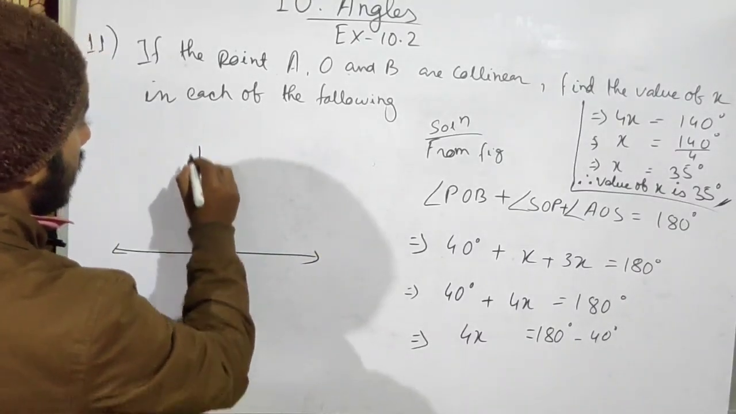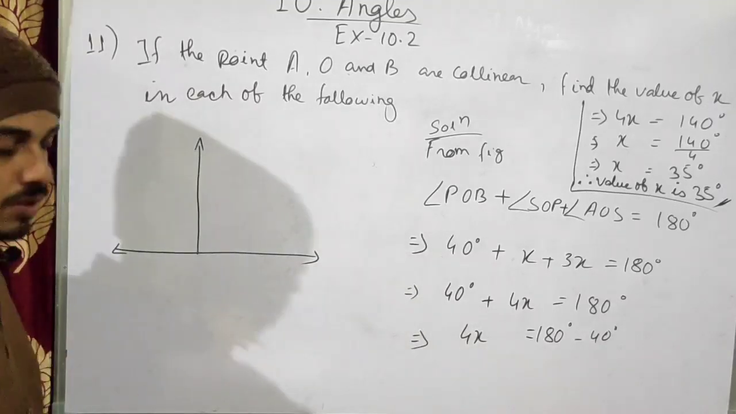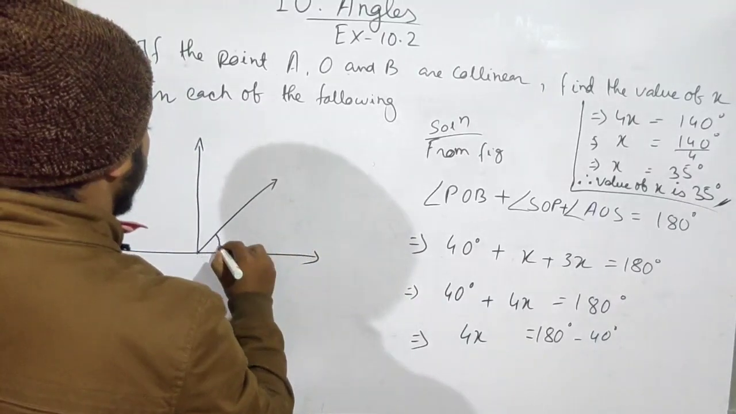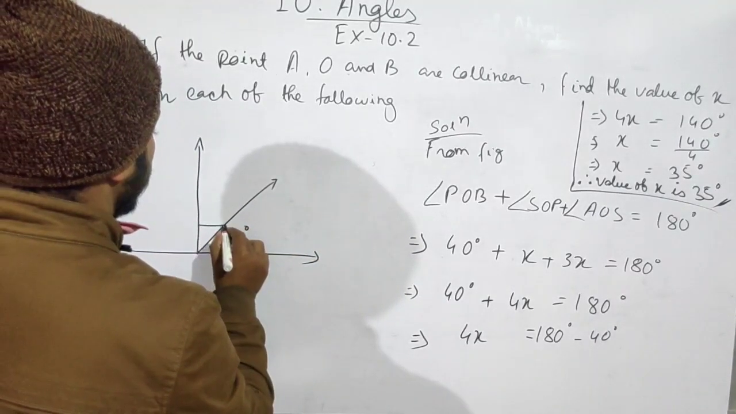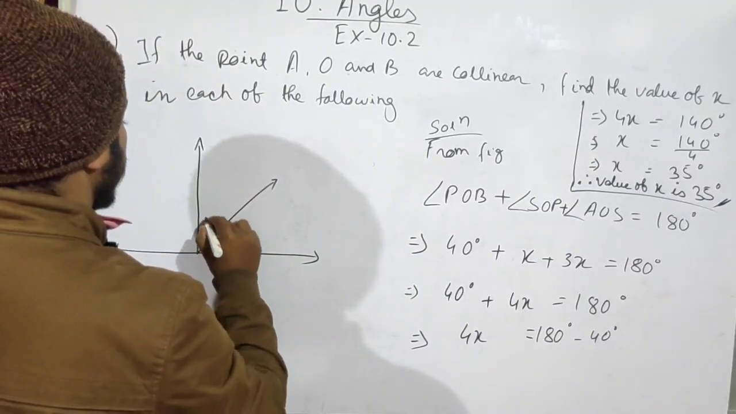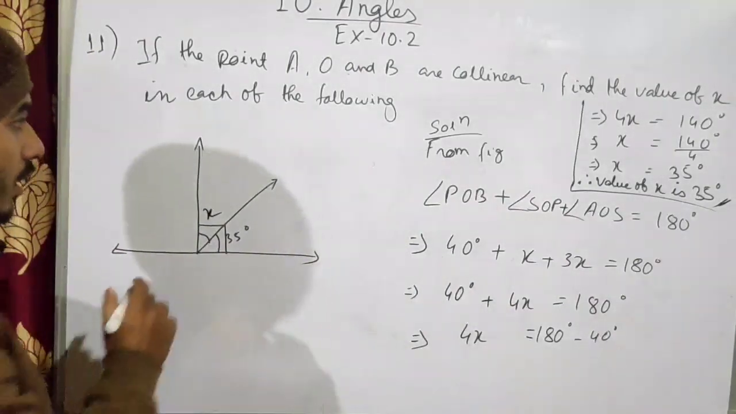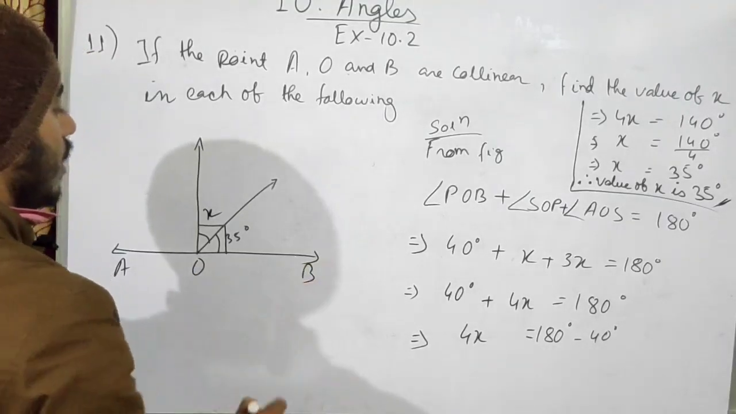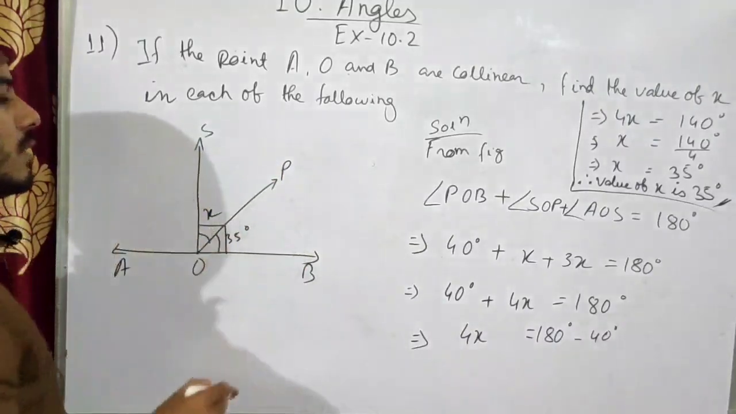This way, this becomes 90 degree. Next is 35 degree, and it is 90 degree. It is given in the box. We have to find out the value of x. Clear? Look, this is A O B. So let us give names as P and S.